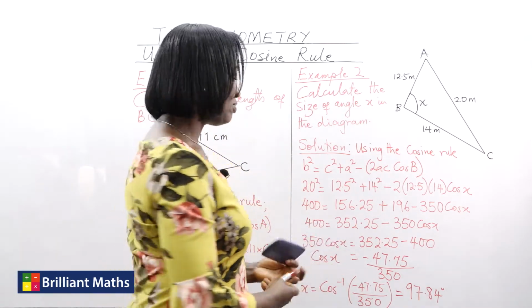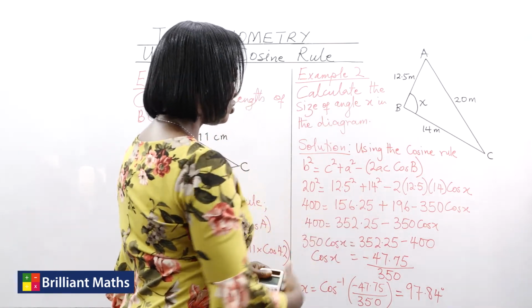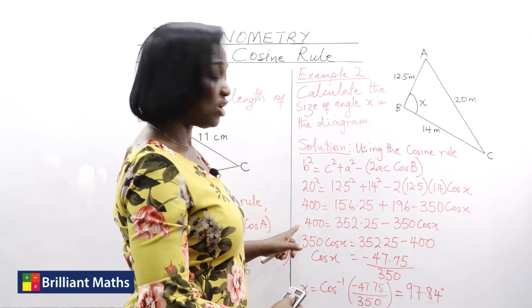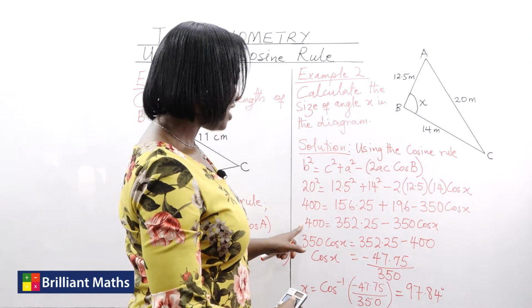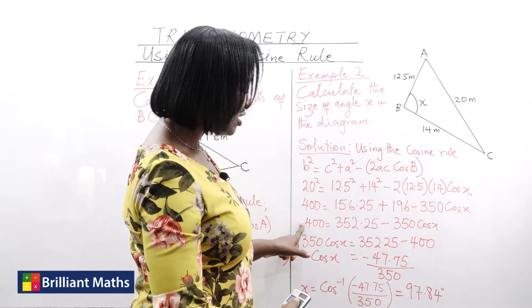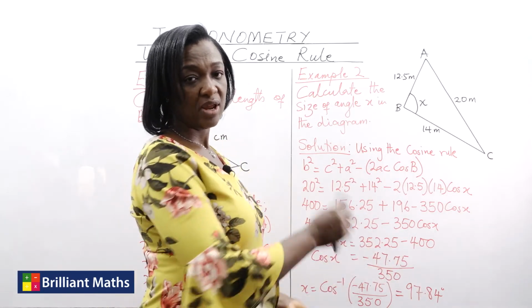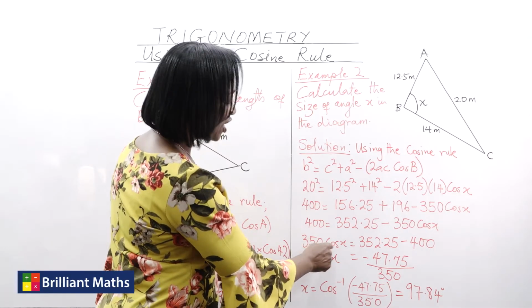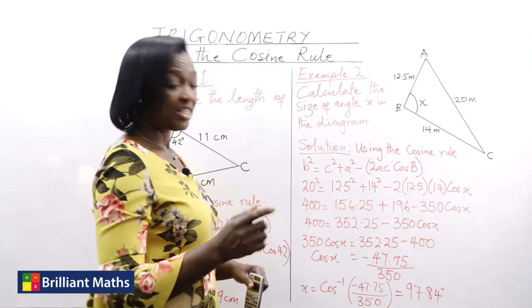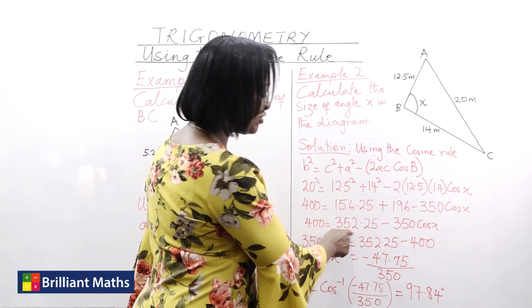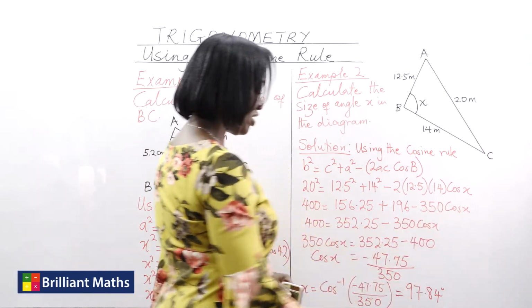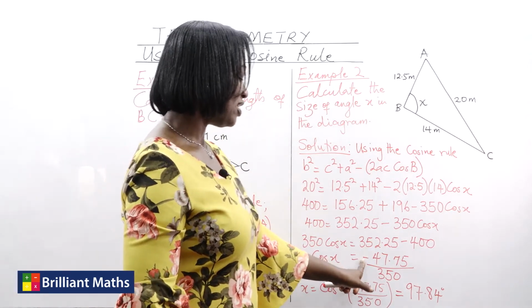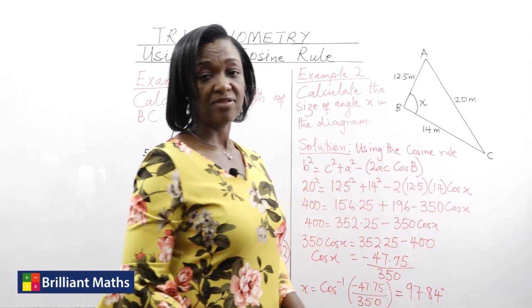So in making it the subject, we transfer it to the left-hand side of the equation, and then we send 400 to the other side. So we just transfer both. So we have 350 cos x is equal to 352.25 minus 400. That leaves us with minus 47.75.